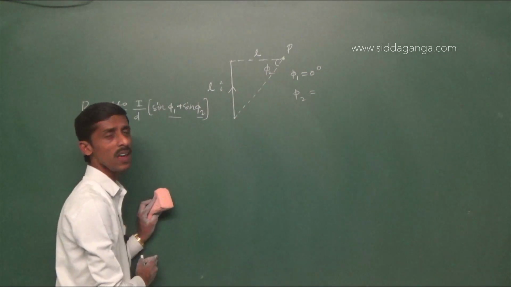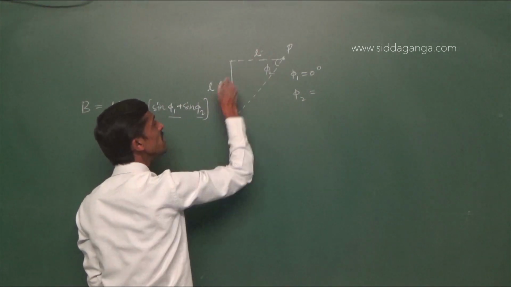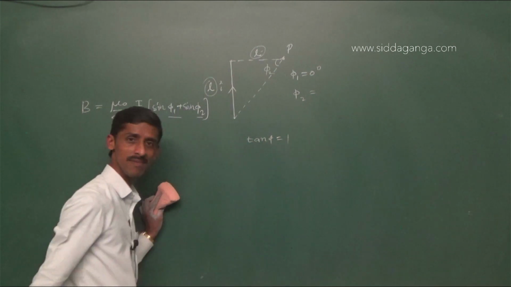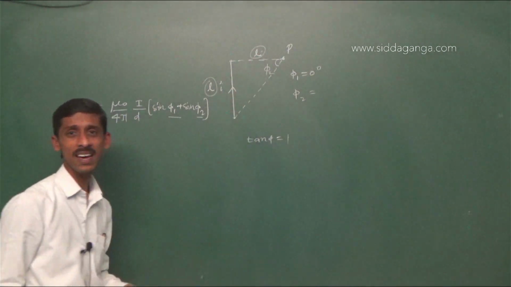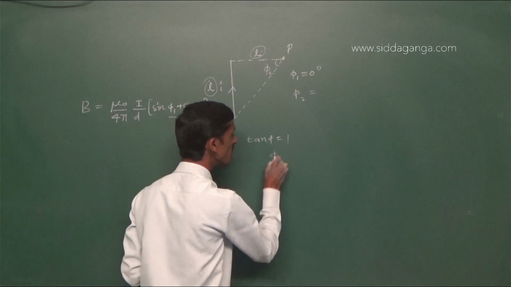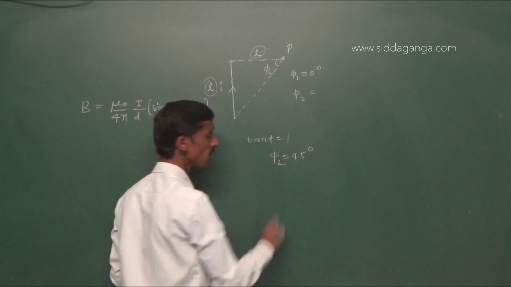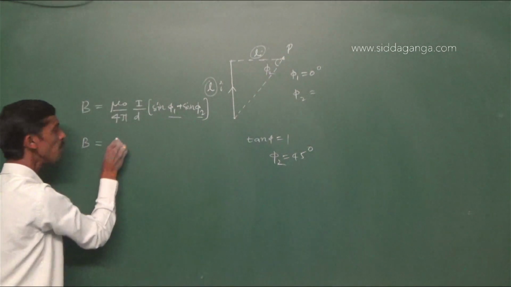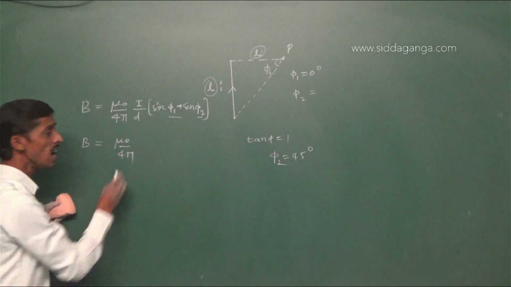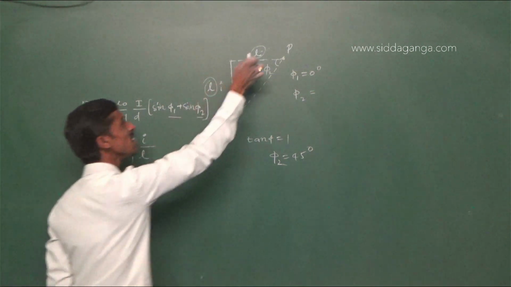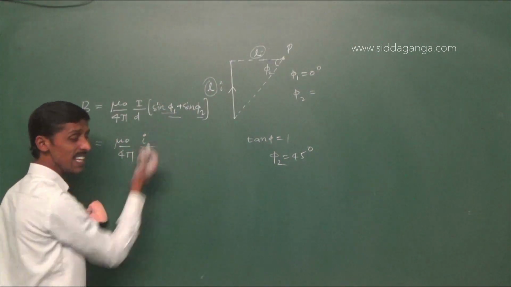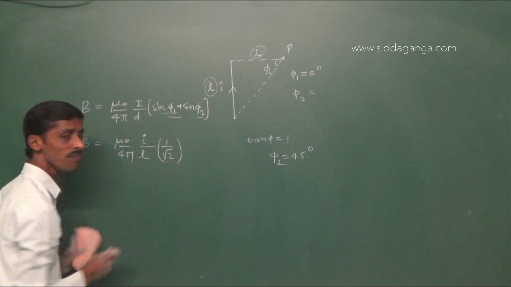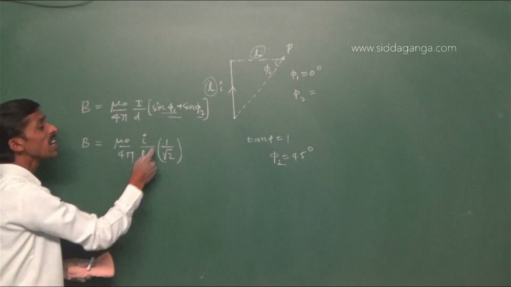Phi 2. So if you see, as these two sides are equal, L and L, tan phi is equal to L by L, which is 1, so phi is equal to 45 degrees. So what is the magnetic field at the point P? Mu naught by 4 pi, current is I, distance is L, one angle is 0 so sin 0 is 0, the remaining angle is sin 45, which is 1 by root 2. So it is mu naught I by 4 pi L into 1 by root 2.